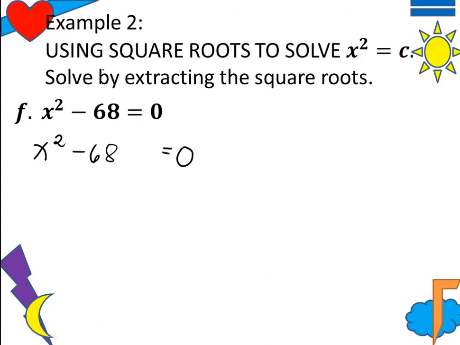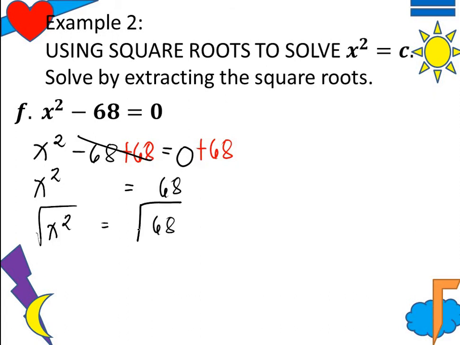Letter F, we have here x squared minus 68 is equal to 0. So, step number 1, isolate your constant term. Our constant term is 68, and to do that, we need to add the additive inverse of 68. Since this is minus 68, its additive inverse is positive or plus 68. We add it to both sides of the equation. Simplifying it, we have x squared. Negative 68 plus 68 is equal to 0. 0 plus 68 is 68.